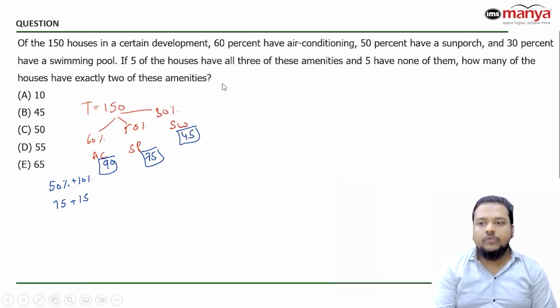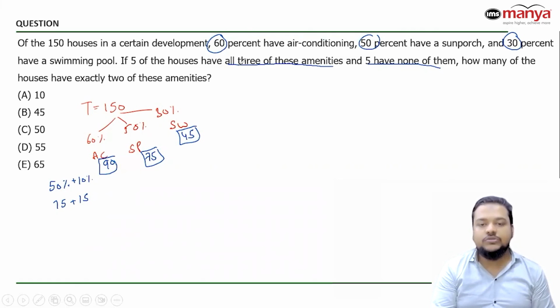All right. Now moving on, they have given us that 5 of the houses have all 3 of these amenities and 5 have none of them. So try to understand that there is overlapping happening there. There are some houses which have more than one amenity as well, exactly one, exactly 2, or exactly 3 amenities. You can see that 60% plus 50% plus 30% is exceeding 100%. So how is that possible? It is possible only because there will be overlapping.